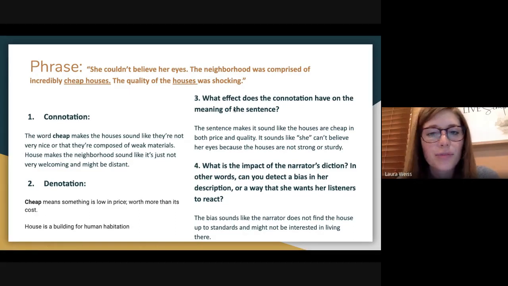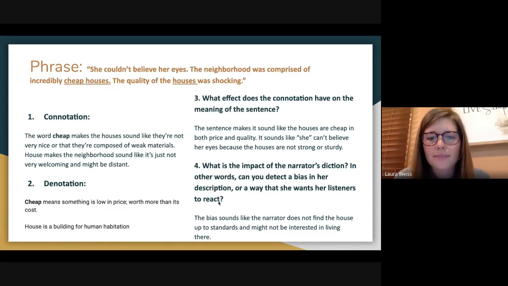Number 3, this really goes with what TK and Carrie said. What effect does the connotation have on the meaning of the sentence? Carrie and TK both did really nicely with saying, when you say cheap rather than affordable, it doesn't sound like that nice of a place to live. It doesn't sound like it has good material. It doesn't sound really sturdy.